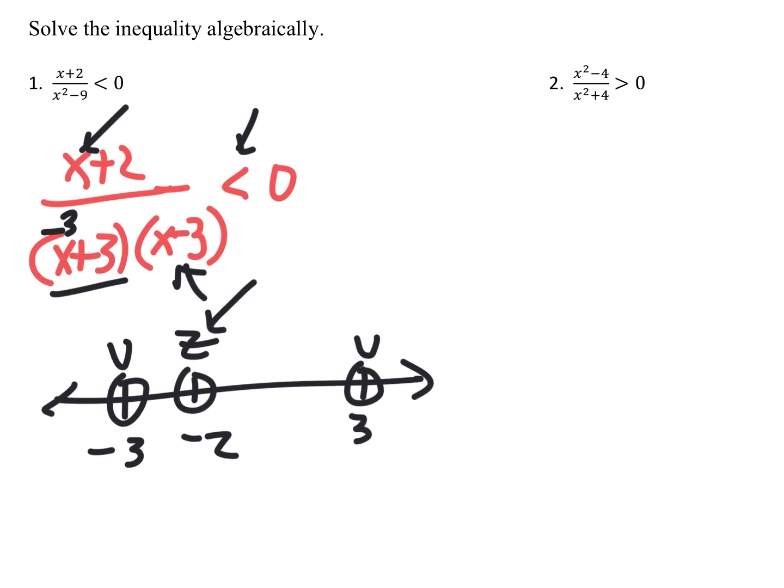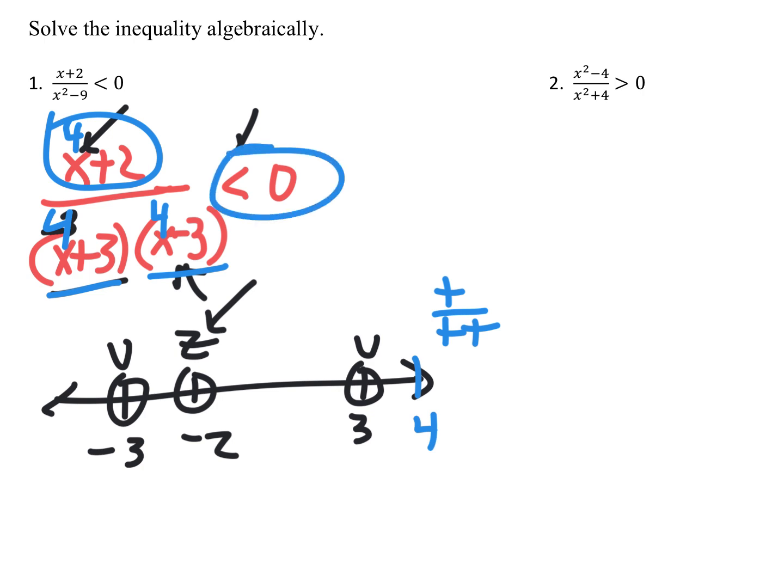And now you would test intervals. You would test the number 4, and put it here, here, here, and you come out with positive over positive, positive. Well, that's all positive. And that means it comes out positive, which is not less than 0. Not what we wanted. So I cross this area out. It doesn't work. It comes out positive, which in this case is a bad thing because we wanted things that were less than 0.